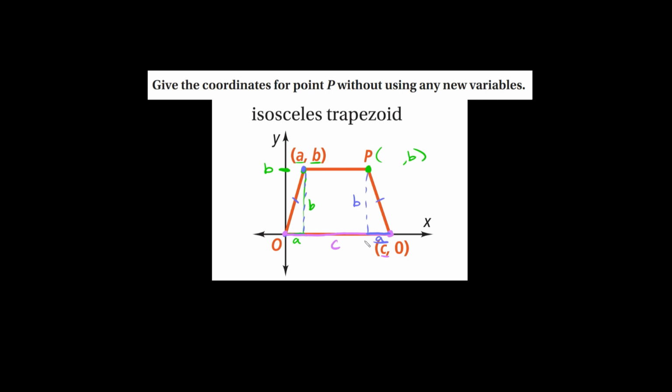So we can say that this point right here is at C minus A, and that makes sense because we're going the whole distance, which is C, but then coming back a distance of A. So that's how we land at the point we need. So the x-coordinate, we can just write as C minus A. So the point P right here is at C minus A, comma B.